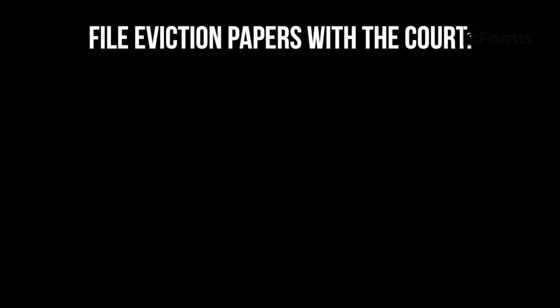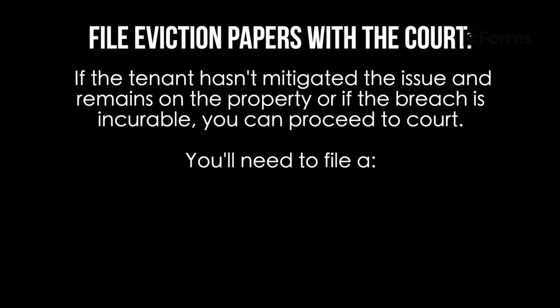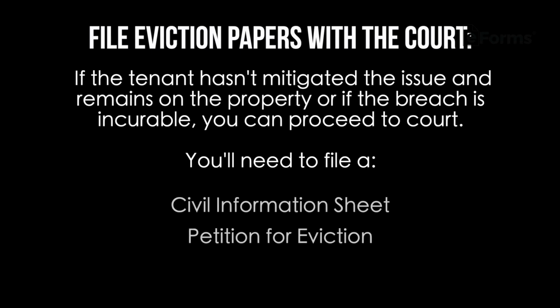File eviction papers with the court. If the tenant hasn't mitigated the issue and remains on the property, or if the breach is incurable, you can proceed to court. You'll need to file a civil information sheet and a petition for eviction. The petition for eviction must be signed by the landlord in the presence of a notary public. These forms need to be filed in the district court where the property is located, and you'll need 2 additional copies of each form for every tenant.